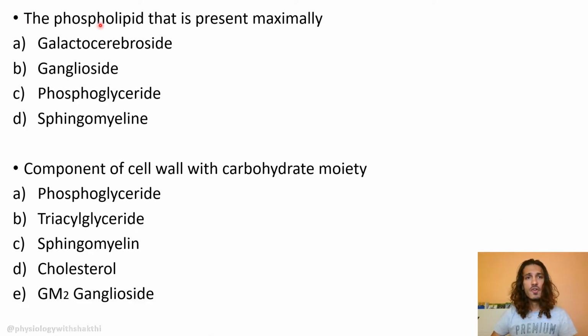Next set of questions: the phospholipid that is present maximally. Different types of phospholipid are there, and components of the cell wall with carbohydrate moiety, and different substances. So for this, you have to know a few details about what phospholipids are and the different types of phospholipids.